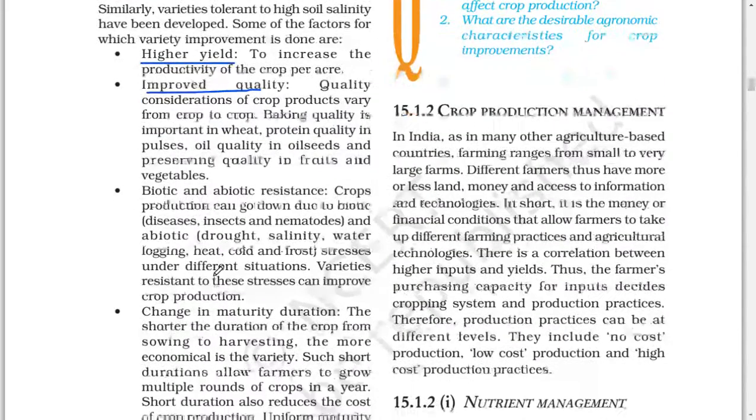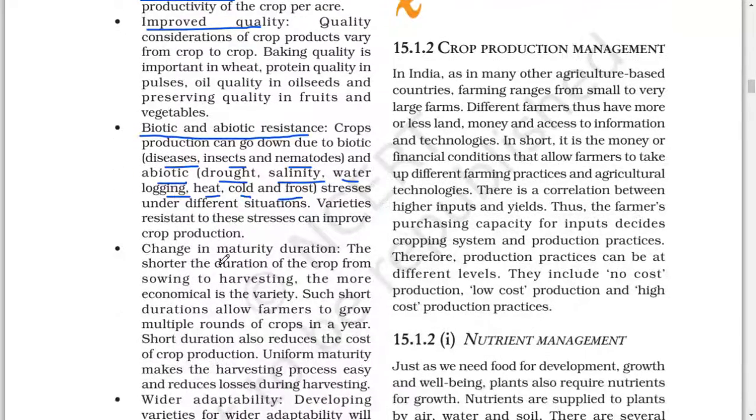Biotic and abiotic resistance. Crop production can go down due to biotic factors such as disease, insects and nematodes, and abiotic factors such as drought, salinity, waterlogging, heat, cold, and frost. Stresses under different situations; varieties resistant to these stresses can improve crop production.